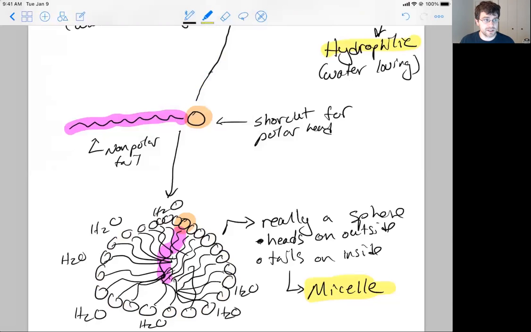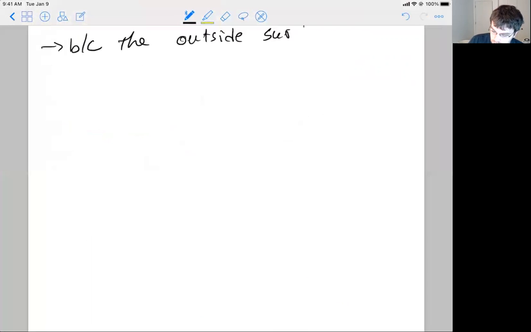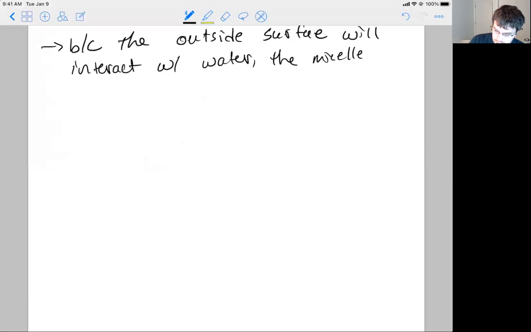You could build all sorts of micelles. You can build micelles within micelles, but this is just a very simple micelle derived from a fatty acid detergent, but it has some really cool properties. Because the outside surface will interact with water, the micelle can dissolve in water.